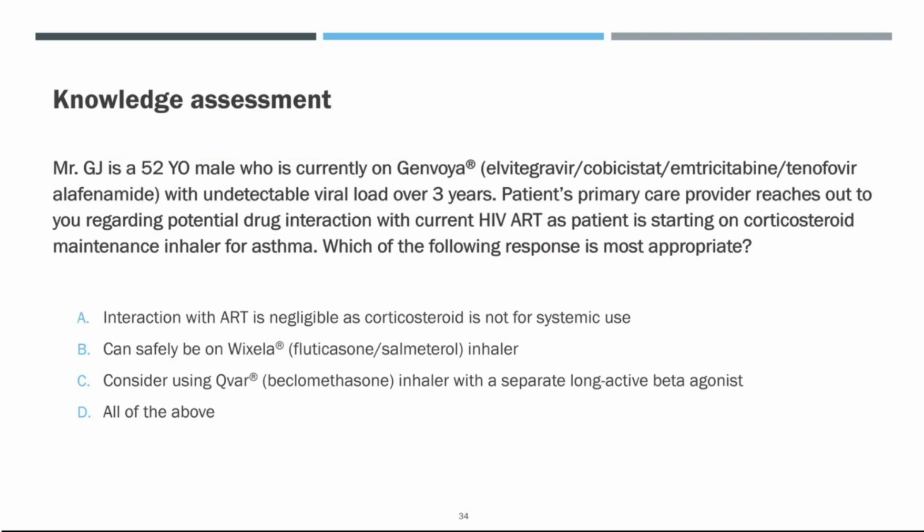So our next question is actually the last question of the day. We have Mr. GJ, who is currently on Gemvoya. So it has elvitegravir, cobicistat, emtricitabine, and TAF, with an undetectable viral load over 3 years. And today, the patient's PCP is reaching out to you about a potential drug interaction with his Gemvoya because the patient is about to be started on a corticosteroid maintenance inhaler for asthma. So which of the following responses is the most appropriate?